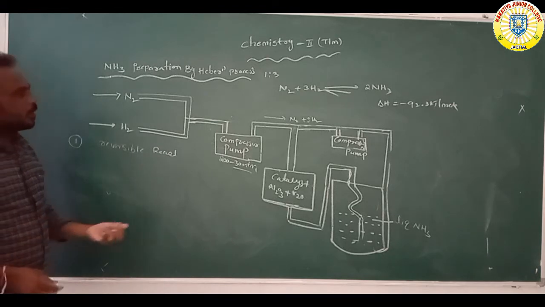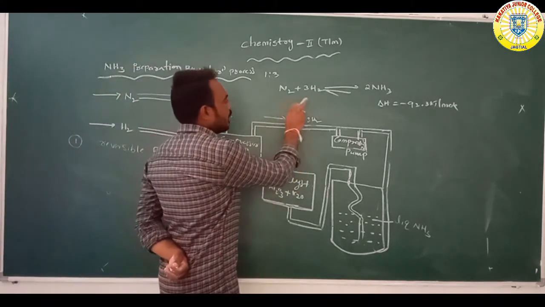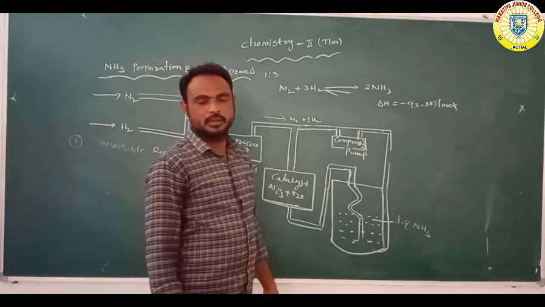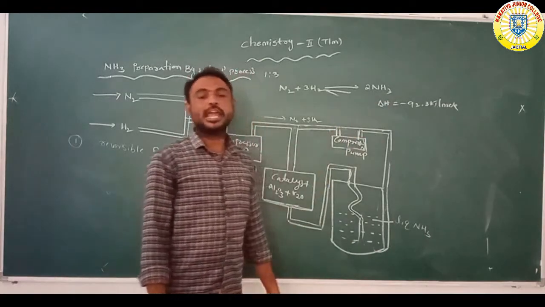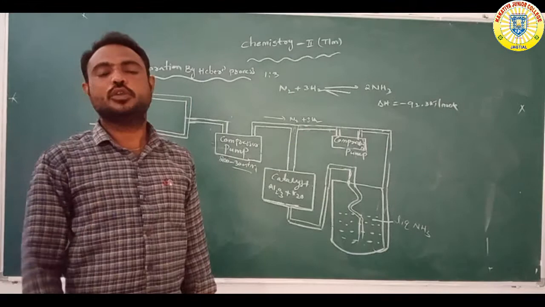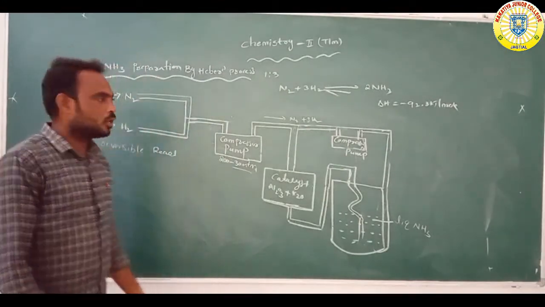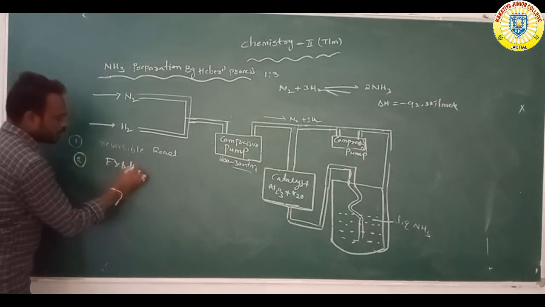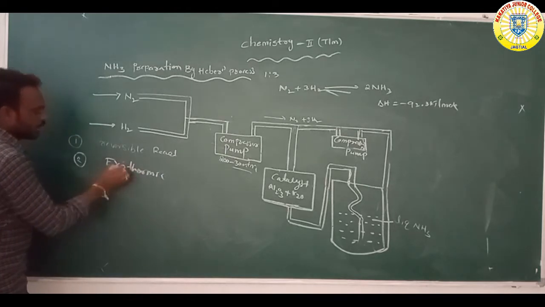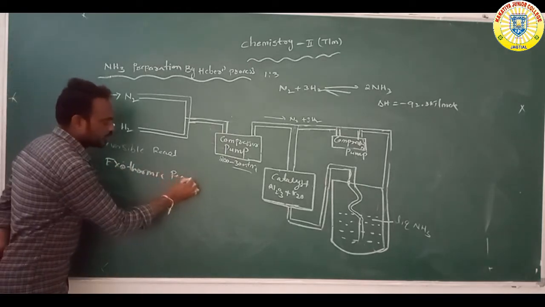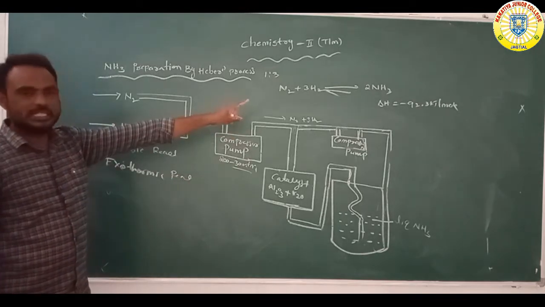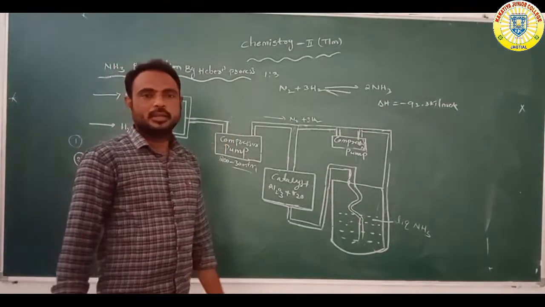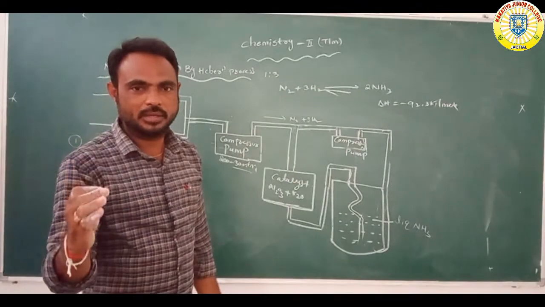Next, we already know that this reaction releases some quantity of energy. How much energy? 92.3 kilojoules per mole. So overall this reaction is an exothermic reaction. In this reaction, some quantity of energy or heat is released, so that reaction is called an exothermic reaction.